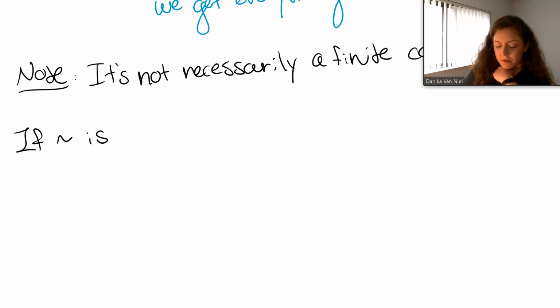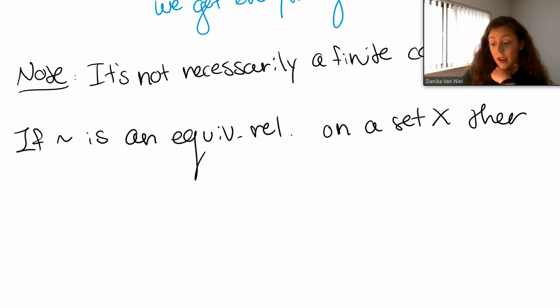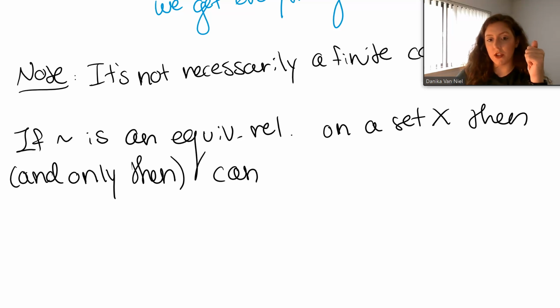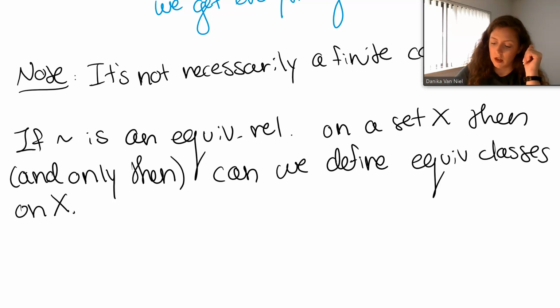If twiddle is an equivalence relation on a set X, then and only then, meaning if you just had a relation and it was not an equivalence relation, this is not true, can we define equivalence classes on X. Okay. I haven't necessarily defined them yet, but this is our first time seeing it.